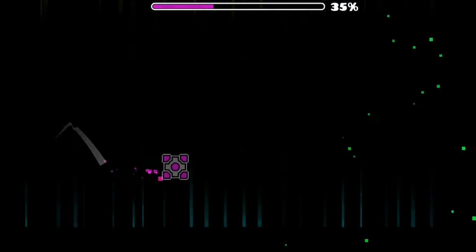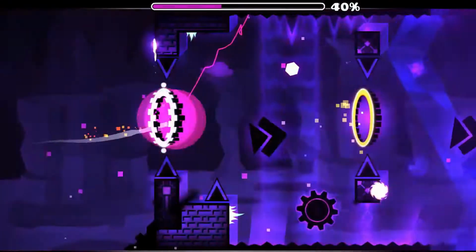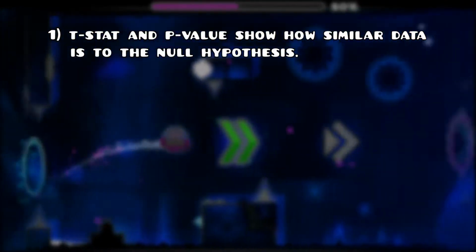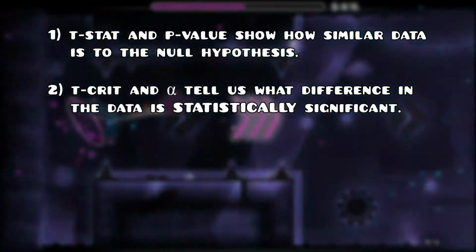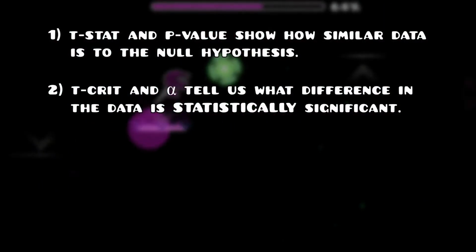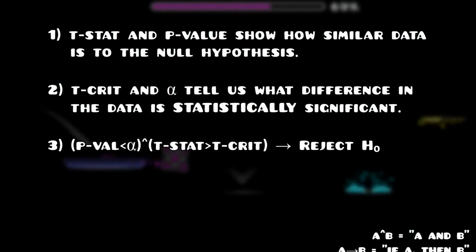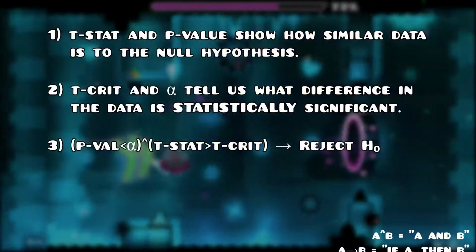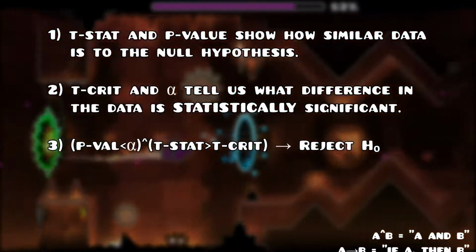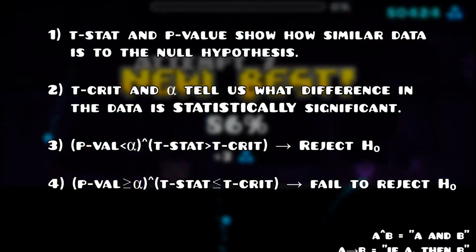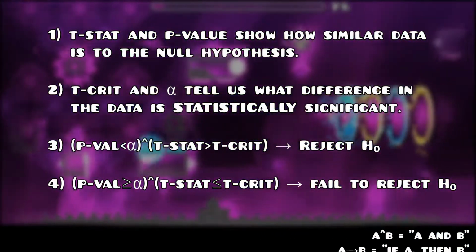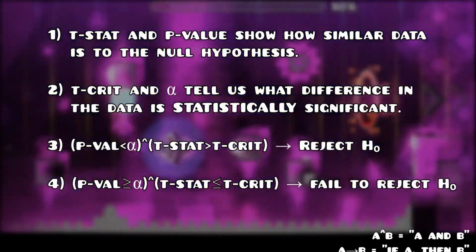Alright, I understand that this can be pretty difficult to understand. If you're still confused, here's a summary. The t-stat and the p-value tell us how similar the data is. The t-critical and level of significance alpha tell us what difference in the data is statistically significant or not. If the p-value is less than alpha and the t-stat is greater than the t-critical, then you reject the null hypothesis. If the p-value is greater than or equal to alpha and the t-stat is less than or equal to the t-critical value, you fail to reject the null hypothesis.